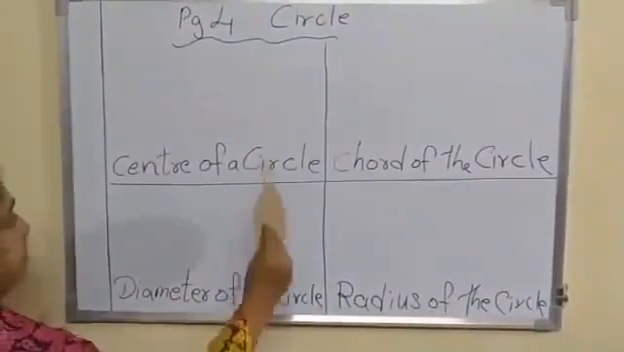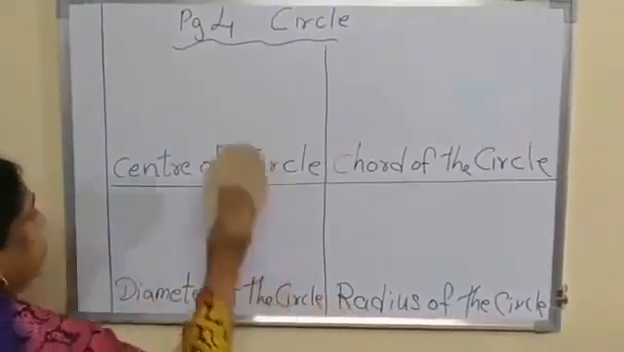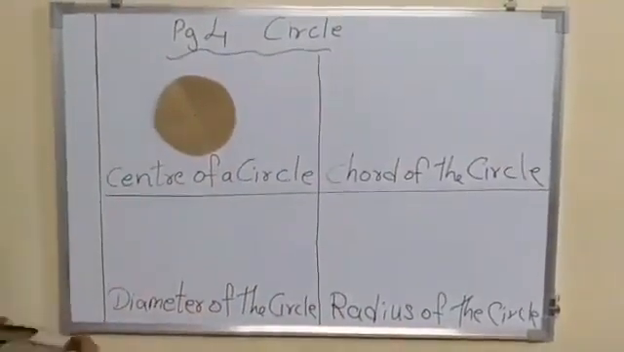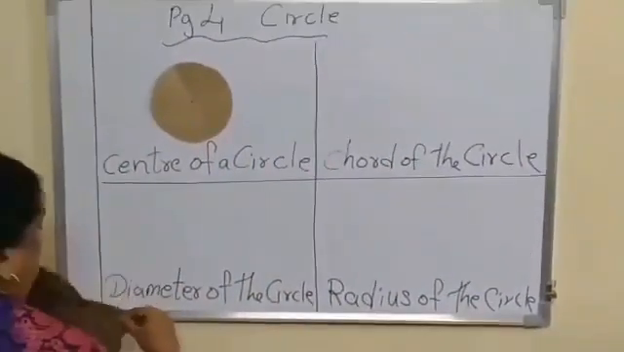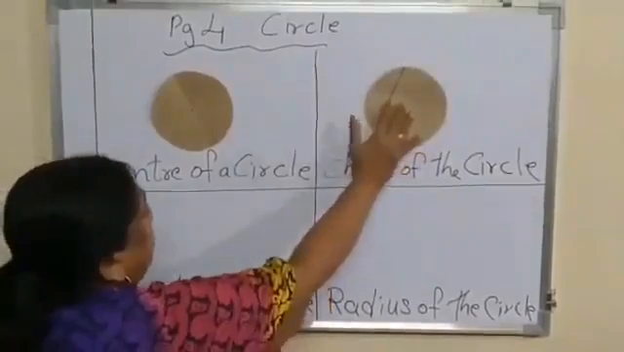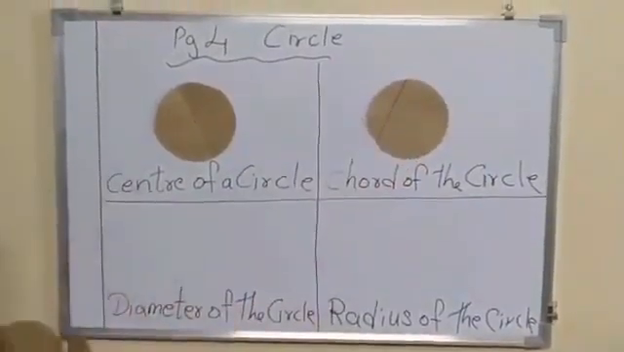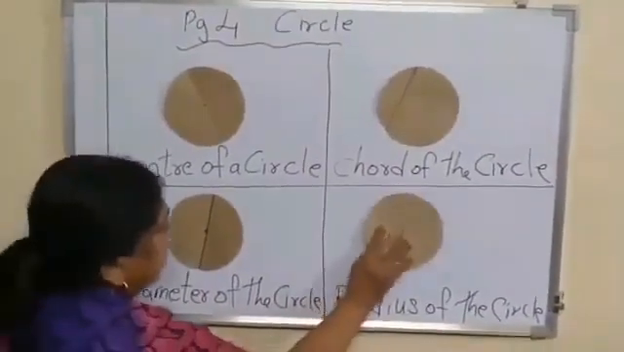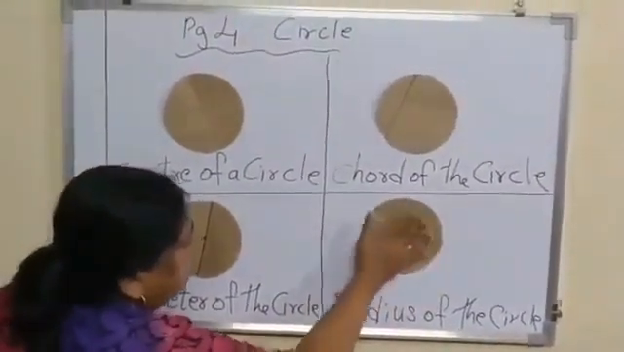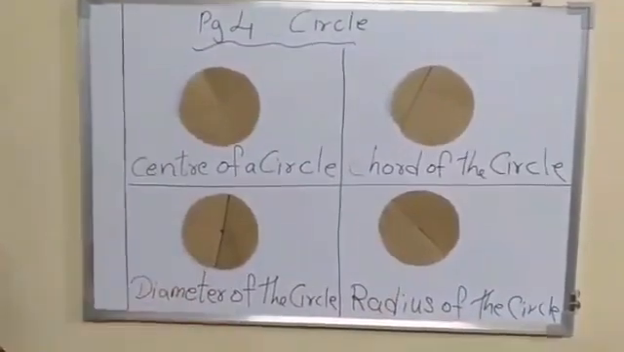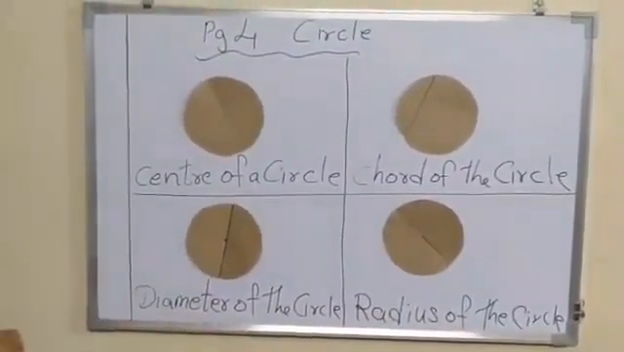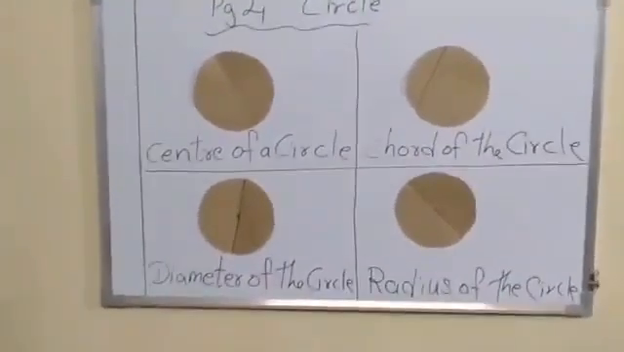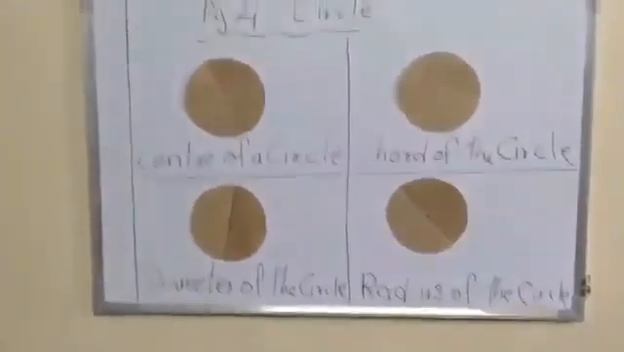Now children, after making these boxes this way, you will stick here the center of the circle, then you will stick the chord of the circle. Here you will stick the diameter of the circle, and here you will stick the radius of the circle. So all of you, in this way you will stick in a notebook. Now let us see the next part. You have to turn to a new page and now do the next topic.